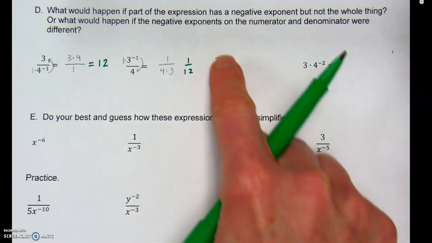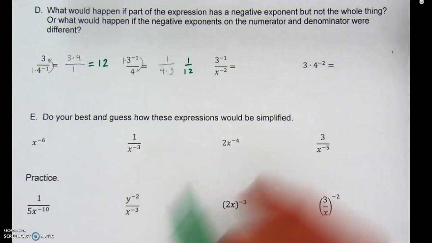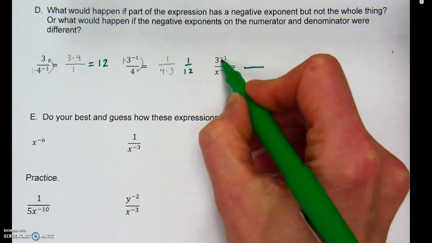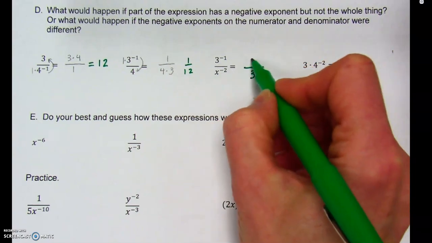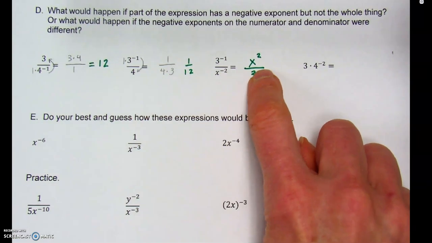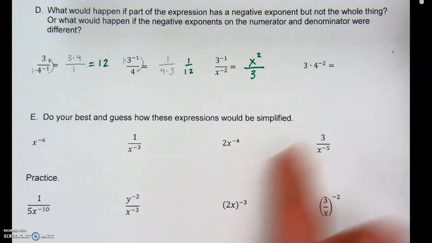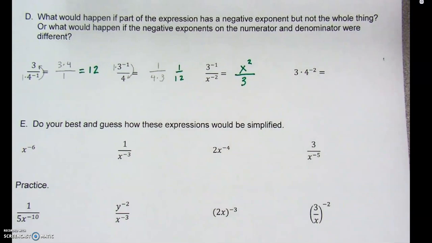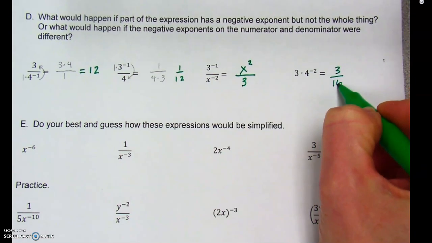In this case, both the numerator and the denominator have negative exponents, so they're both moving. The numerator moves to the denominator. The denominator moves to the numerator. I don't write the 1 as an exponent here. If you do, it's okay, but we understand that it's there. In this last example, it would be 3 divided by 16.